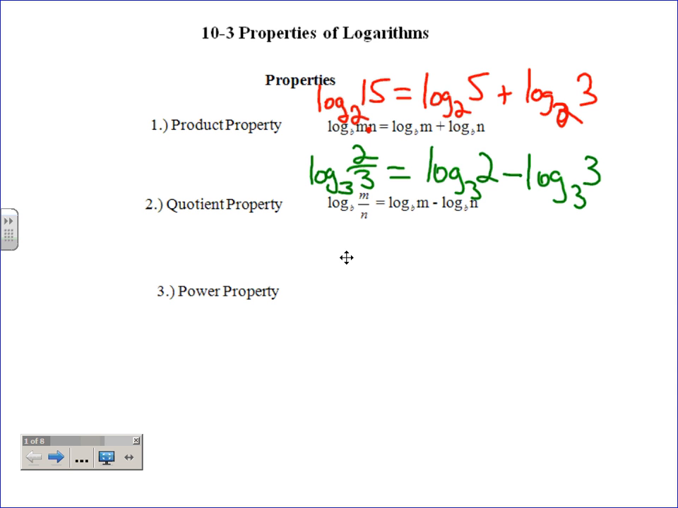If you had these two separated, the log base 2 of 5 and the log base 2 of 3, could you put them together as log base 2 of 15 if you wanted to? It works both directions. It depends on which one's going to be most helpful. So those two, very important.